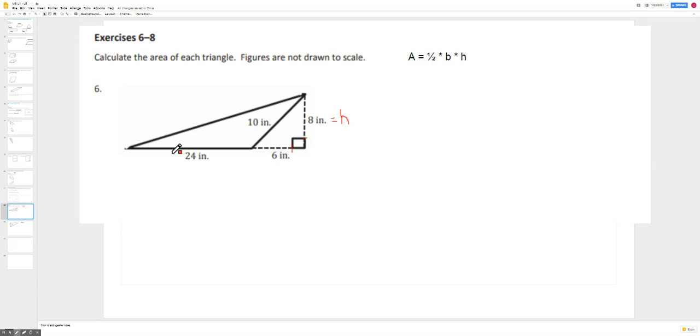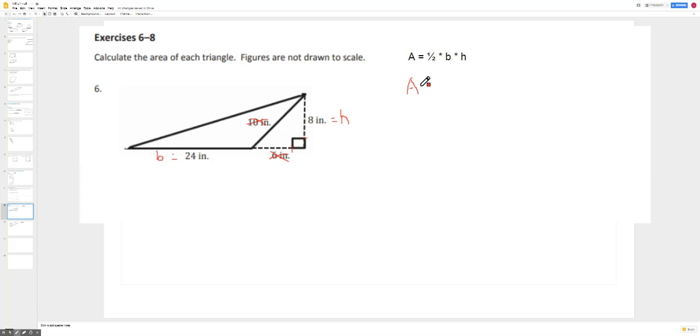And then we have our base. Well, the base over here is just simply 24. Remember, this 6 is not part of the base because it's not part of the triangle. It's just the extended portion. And we don't need this 10 here, because that's part of the slant. It's not straight up like the altitude would be, so we don't need that. So the base is 24, the height is 8, so let's go ahead and plug those in.